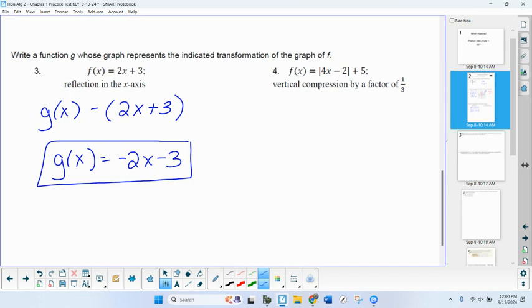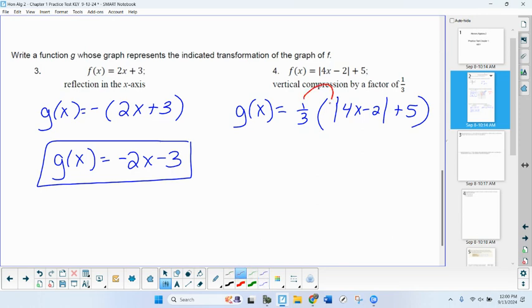Okay, problem number 4, vertical compression by 1/3. So Chloe, what do you do when you do a vertical compression by 1/3? You put everything in parentheses and multiply it by 1/3. Okay, you put everything in parentheses and put a 1/3 on the outside. So I'm going to rewrite this here. Now, I do have to clean this up. You can't stop here. What do you do then, Chloe, with this 1/3? You distribute the 1/3 to the 5.